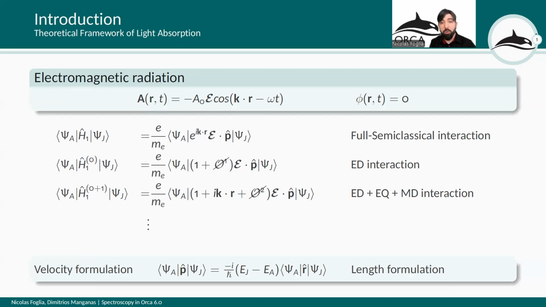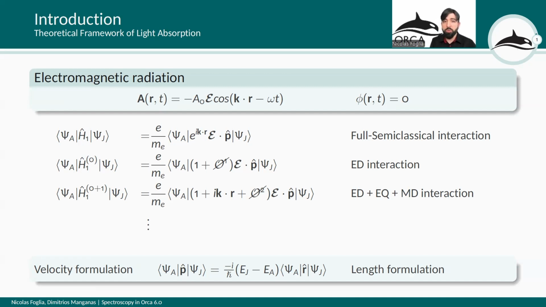By taking different orders in the expansion of the exponential term of this full semi-classical interaction, it's possible to obtain different multipolar approaches. For example, the zero-order term produces the well-known electric dipolar approximation, while the first order yields the electric quadrupole and magnetic dipole interaction.